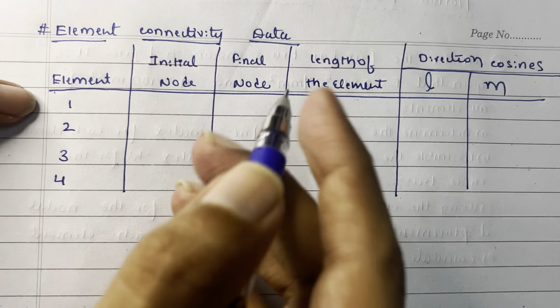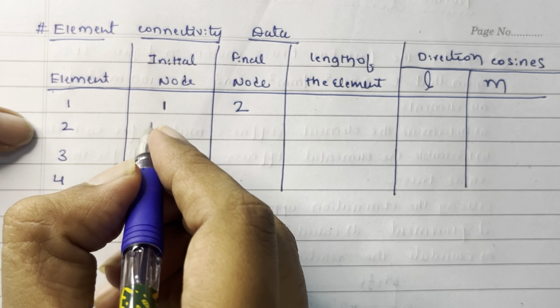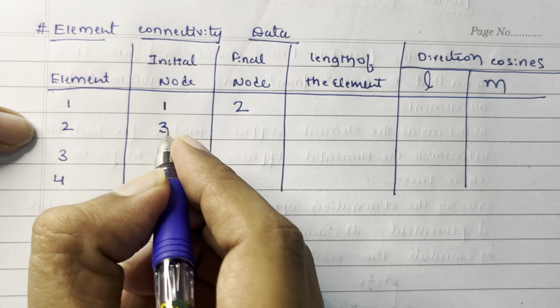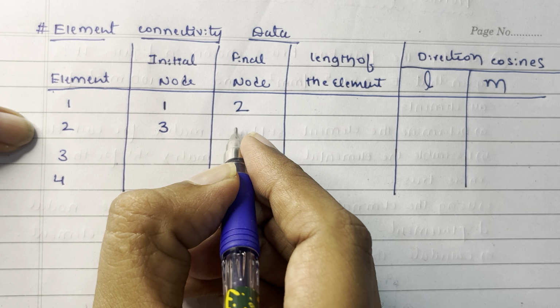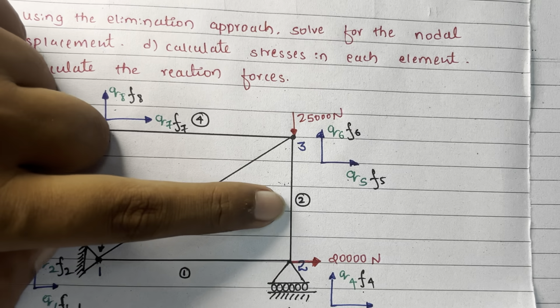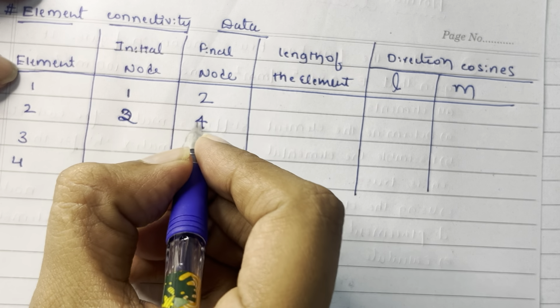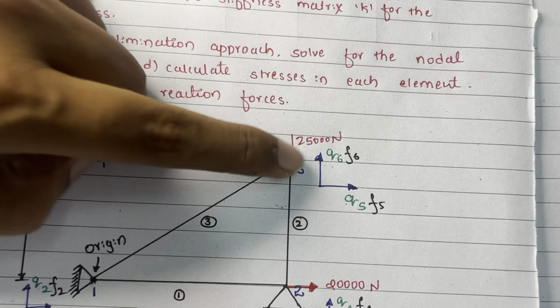So I will write the same thing in this table. For element number 1, initial node is 1, final node is 2. For second element, sorry, initial is 2, final is 3. And then for third one, 3 and 1.